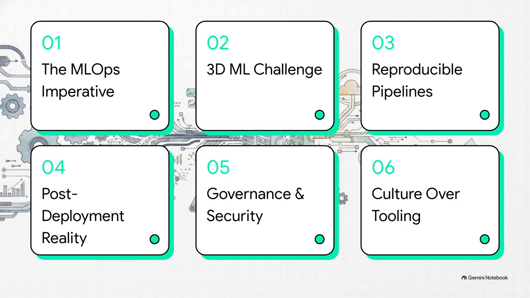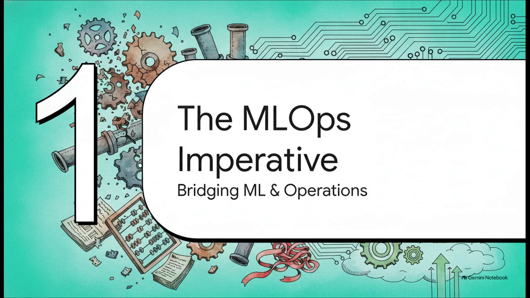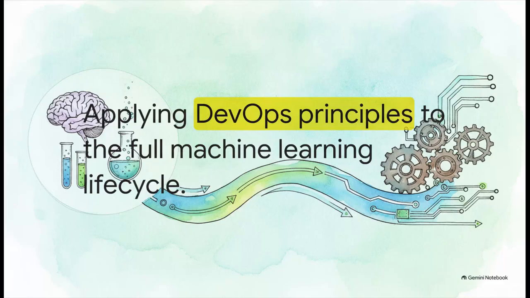Across this whole tutorial series, we are exploring 6 core pillars: the MLOps imperative, the 3-dimensional challenge, designing reproducible pipelines, the post-deployment reality, governance and security, and finally, culture over tooling. To set the stage, let's briefly recap Section 1, the MLOps imperative, bridging ML and operations. Remember that MLOps exists specifically to solve that isolation problem we just talked about. It takes those battle-tested DevOps principles, things like automation, continuous integration, and continuous delivery, and applies them to the entire machine learning lifecycle. It's literally the bridge that closes the gap between an experiment and a production-ready system.